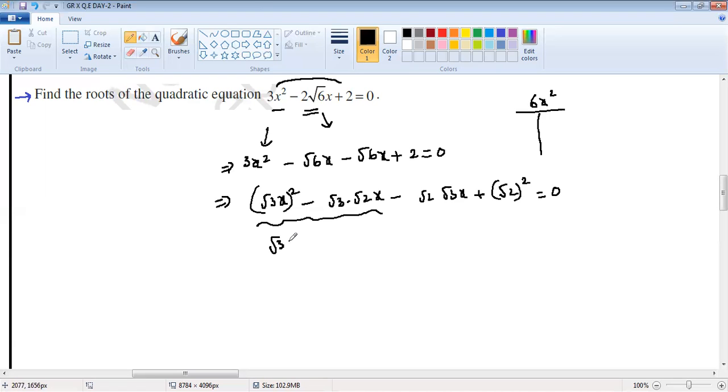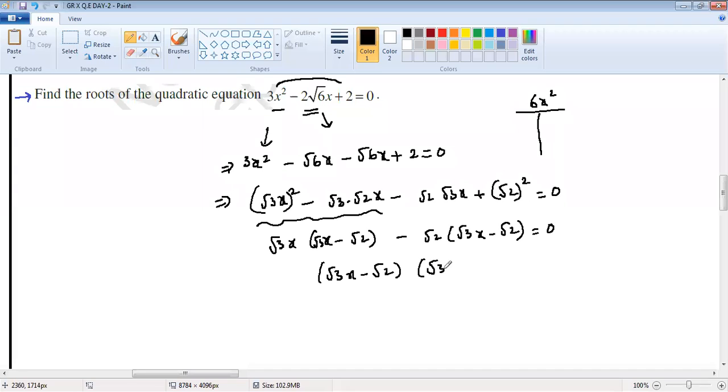Root 3, root 3x, right? So when you take out x minus root 2, am I right? Minus root 2, if you take it out, root 3. One more root 3 will be there, right? Root 3x minus root 2, which is equal to 0. Am I right, children? Then what can we write? Root 3x minus root 2 into root 3x minus root 2.